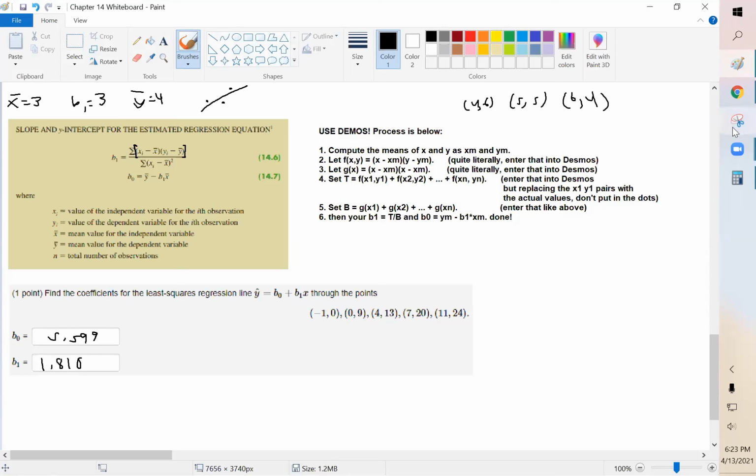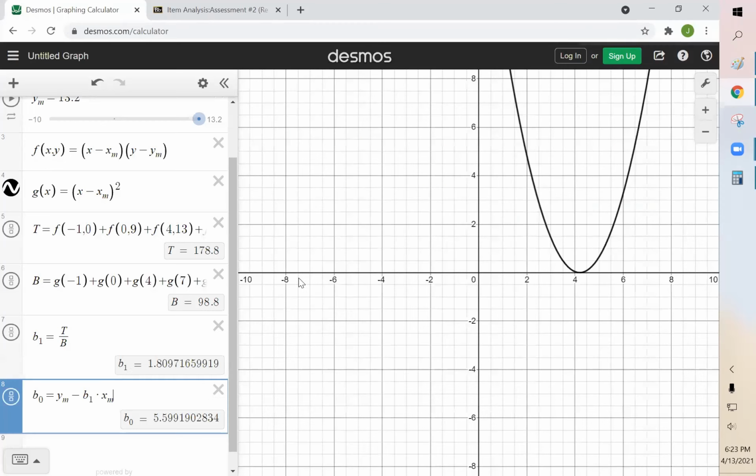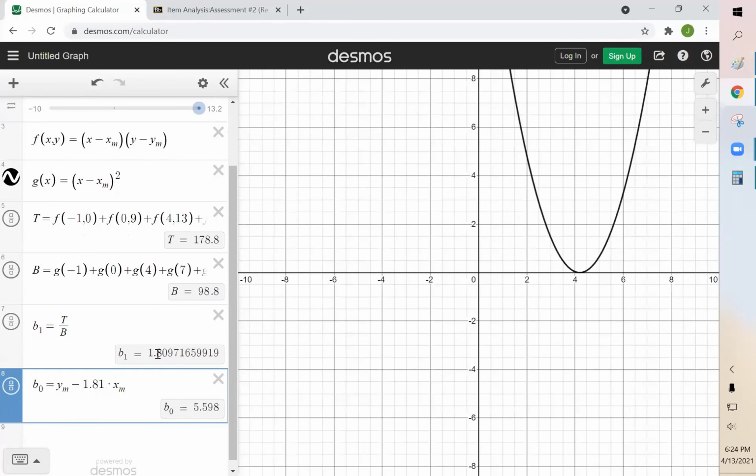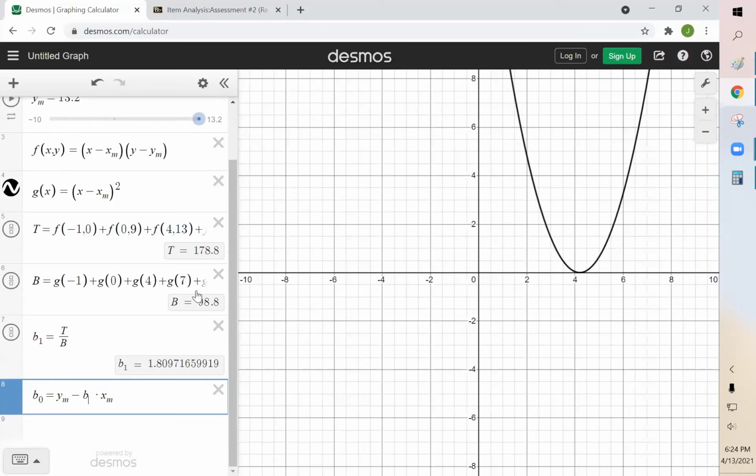Now as a note, you might ask, what would happen if I put in 1.81 for this B1? You get it wrong. WebWork is going to yell at you. It's going to say, that's not right. This is why I say do the plus or minus 0.001 on everything. This is one of those reasons why.